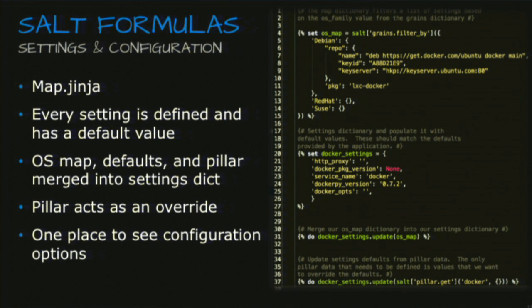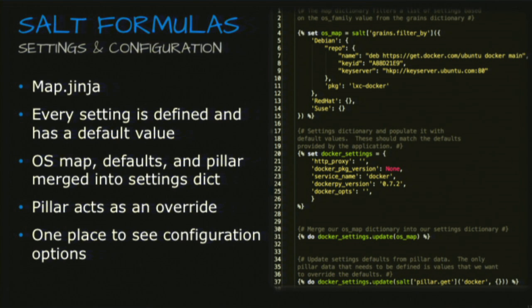So you might have, if you had an Apache formula, right, for your Debian package, it might install a package named Apache 2, but for Red Hat, it installs HTTPD, right? And so you use that map to build in your operating system differences. But we took it a step further, right?